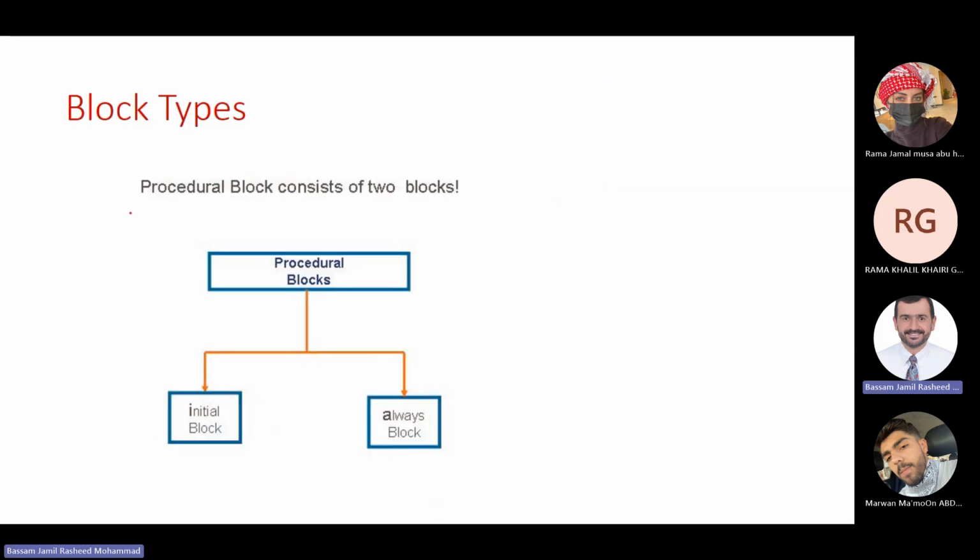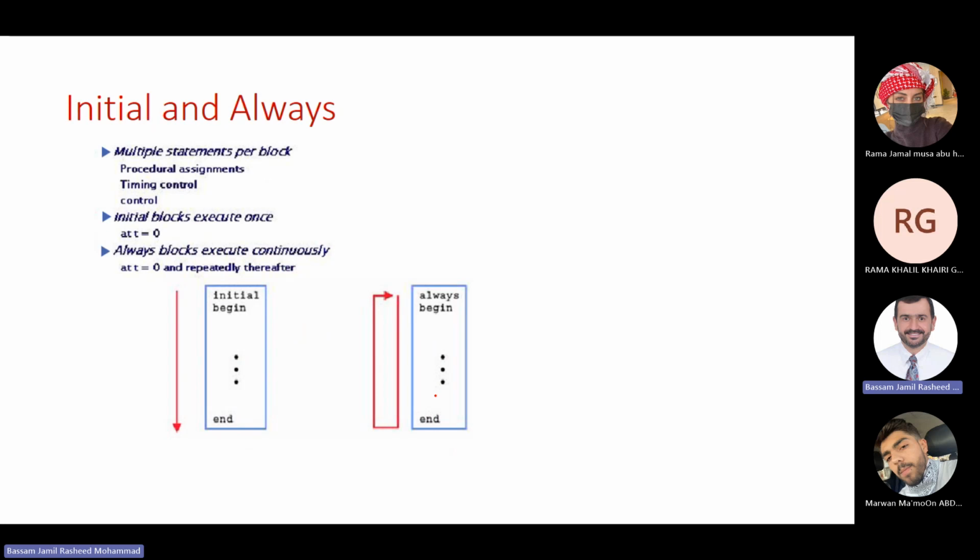So initial blocks and always blocks are the main blocks that can be seen in Verilog code, and what they mean is the following. The initial block is executed once. However, the always block is an infinite loop. It executes the block, and then once it finishes execution, it goes back and executes it again, etc.